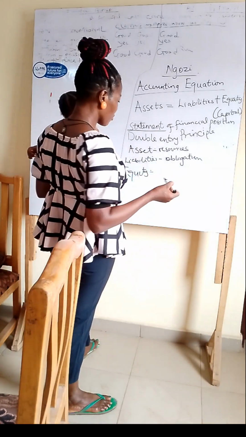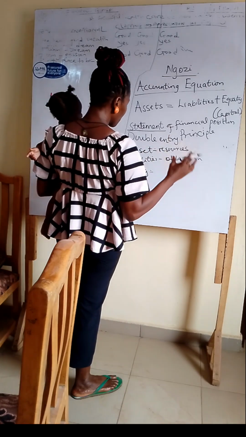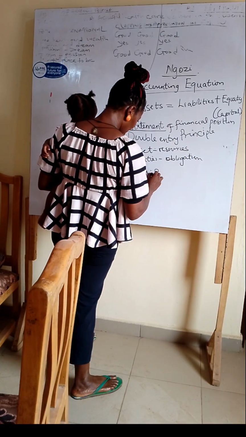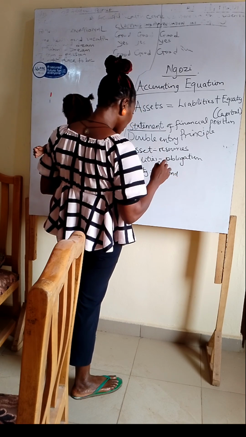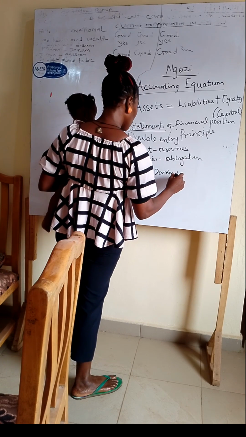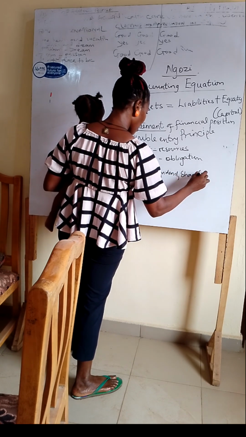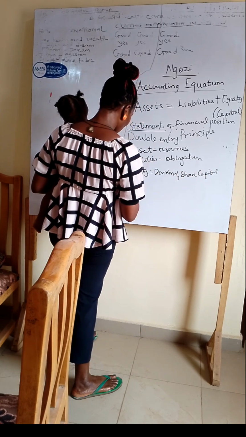That is for capital. But in terms of equity, equity is really for so many companies. You have dividends. What are the components of your equity? You also have shareholders, share capital. You also have your reserves.